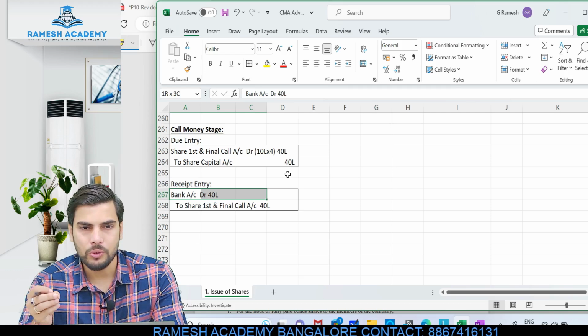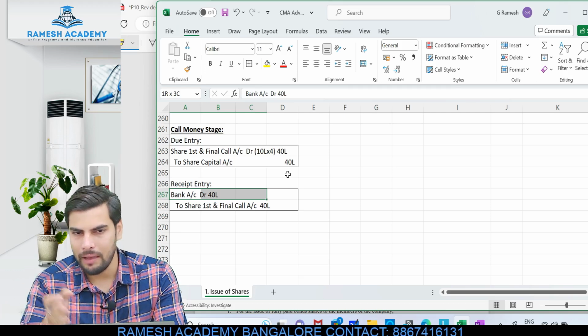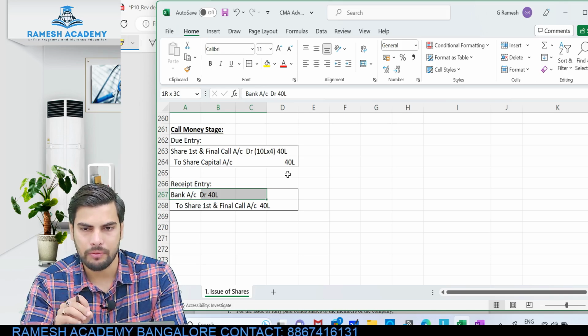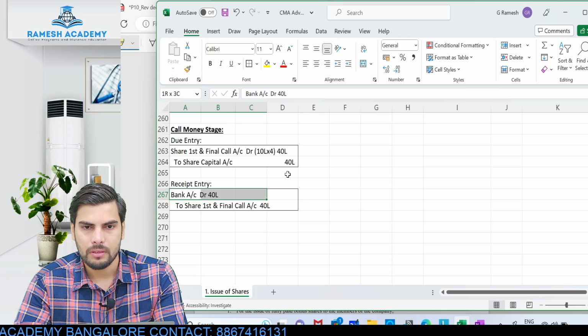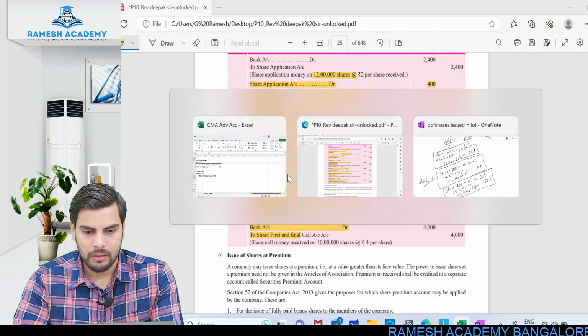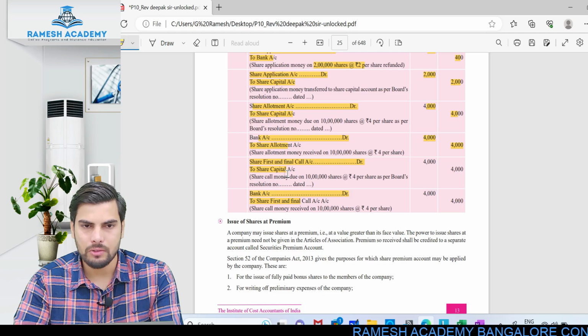Once you are strong with the concept, in every illustration you will know exactly what entry we are supposed to pass, and the logic behind each and every journal entry. Is this clear? Hope this is clear. So that's all pertaining to this illustration number 2.